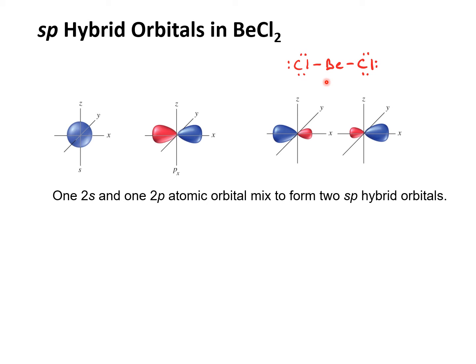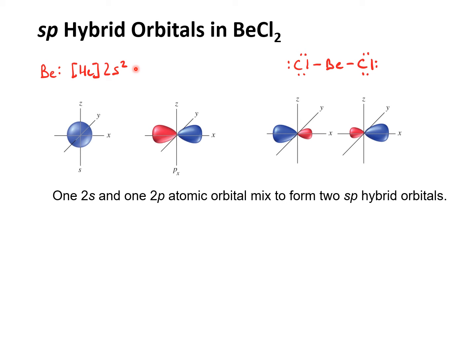The next step is to take a look at the electron configuration for beryllium. And being in group 2 and looking at the periodic table, we can see that beryllium has the electron configuration [He]2s2, where He represents the core electrons and 2s2 represents the valence electrons. So we see that we have 2 valence electrons which are located in the 2s atomic orbital.